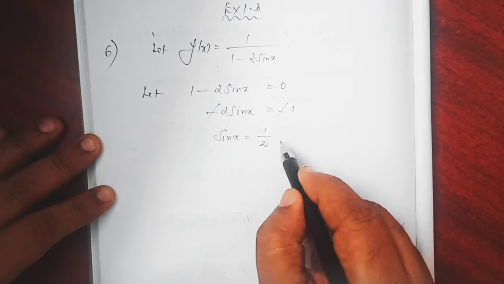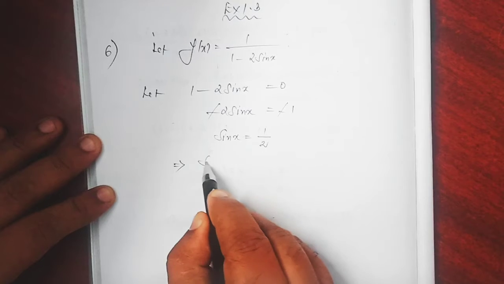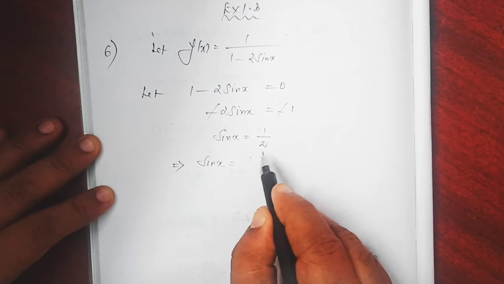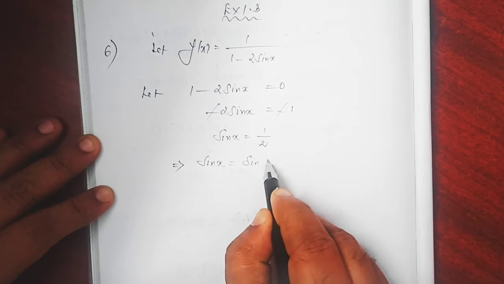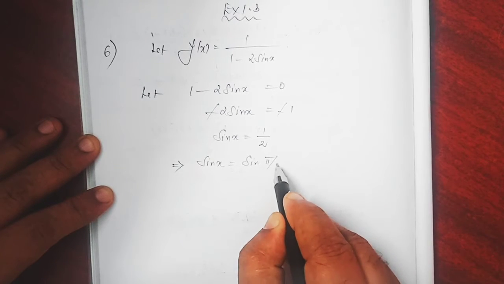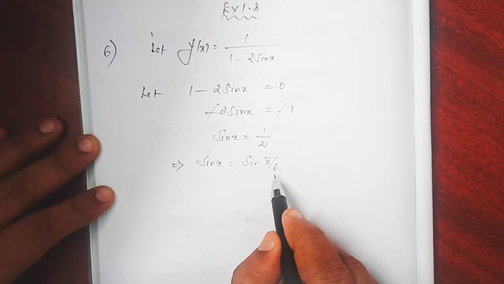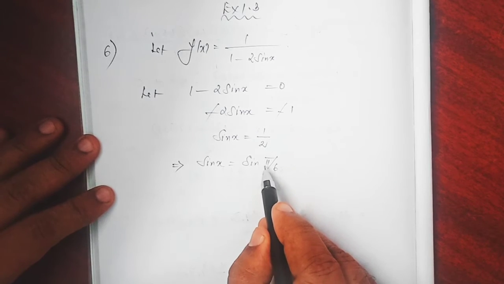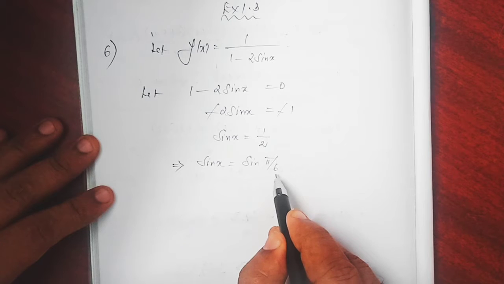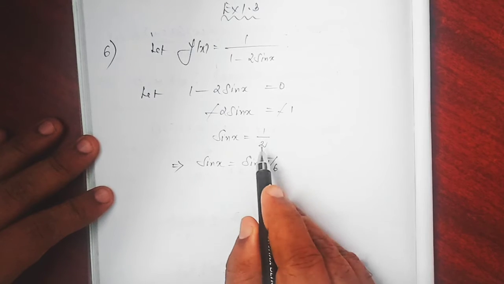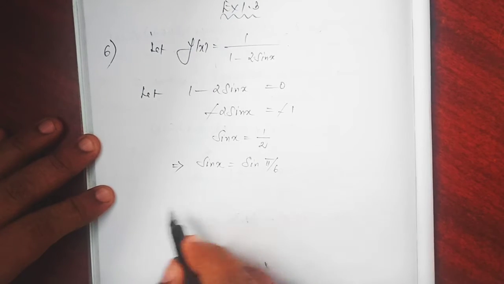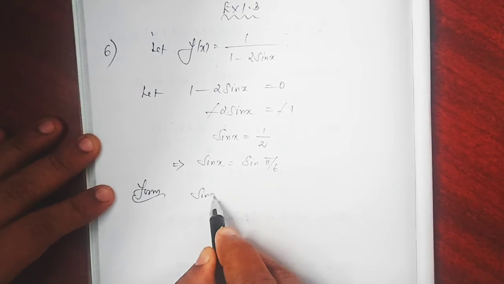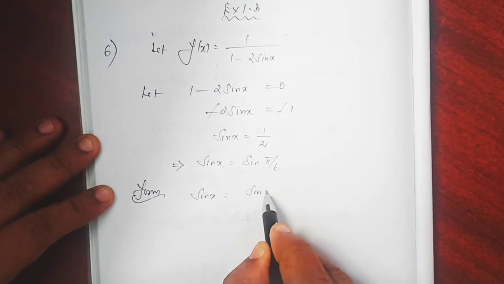Now, which implies sin x equals, this 1 by 2 can be replaced by sin pi by 6, that is 30 degree. I have written that angle in radian, pi equals 180 degree, 180 degree by 6 is equal to 30 degree, sin 30 value is 1 by 2. So, this is of the form sin x equals sin y.